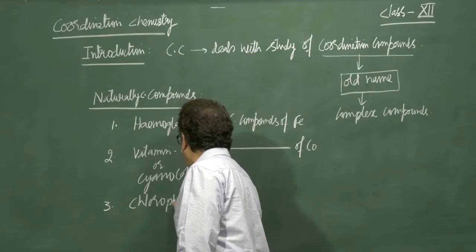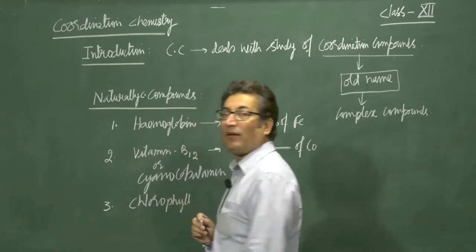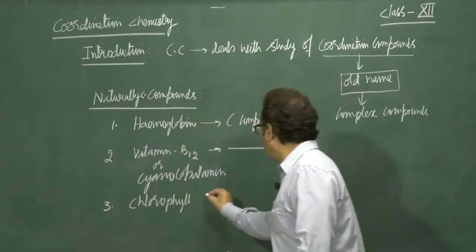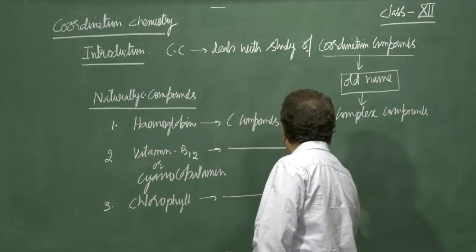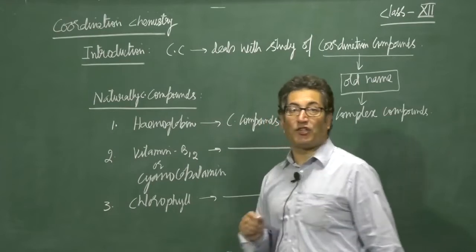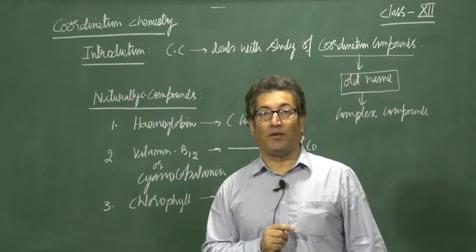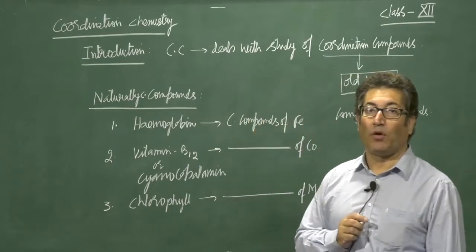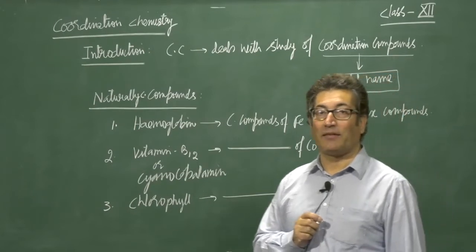The green pigment in plants, chlorophyll, is again a coordination compound of magnesium. And magnesium is not a transition metal. As you know, it's an s-block element belonging to group 2, that's alkaline earth metals.